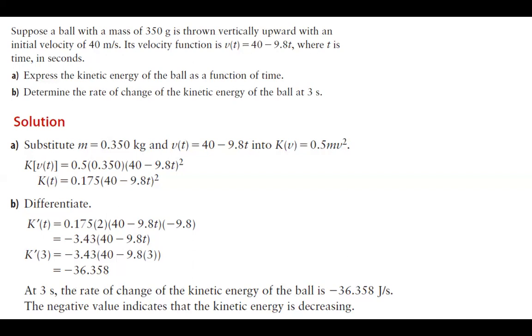That'll give us K prime at t equals 3 equals negative 36.358. So that means at 3 seconds, the rate of change of the kinetic energy of the ball is negative 36.358 joules per second. The negative value indicates that the kinetic energy is decreasing. Any questions?